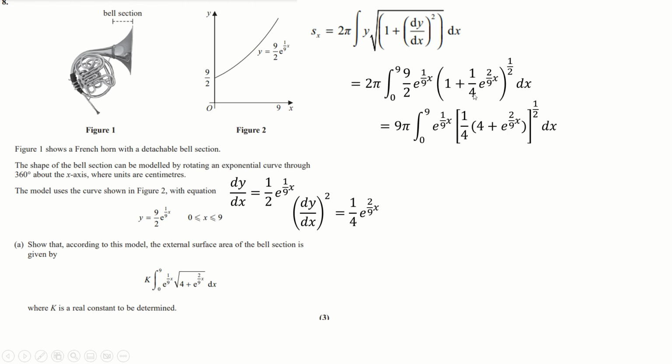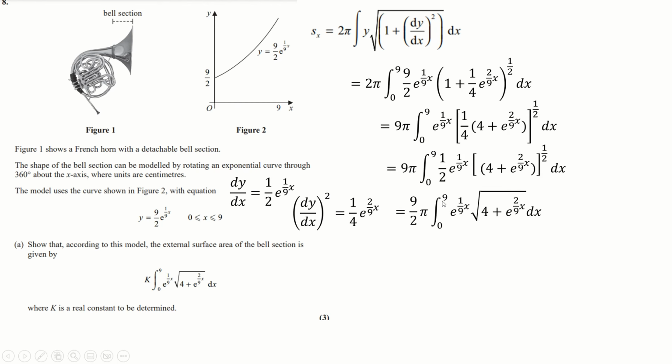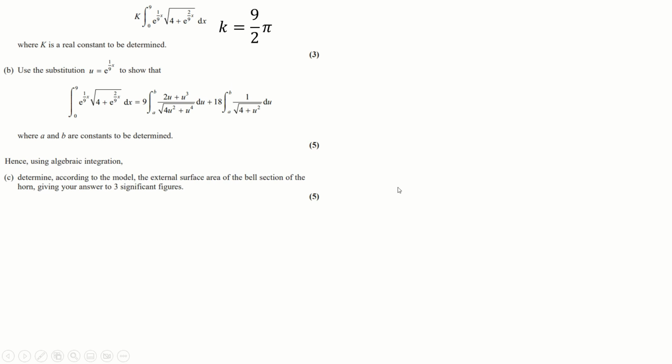We can factorize out a quarter from this, but only if you then apply the power of a half later. A quarter to the power of a half is a half, and then you can take the half out. That's how we end up with 9 over 2 pi at the front. So k is 9 over 2 pi, and the rest of it is absolutely fine. Use the substitution to show this.